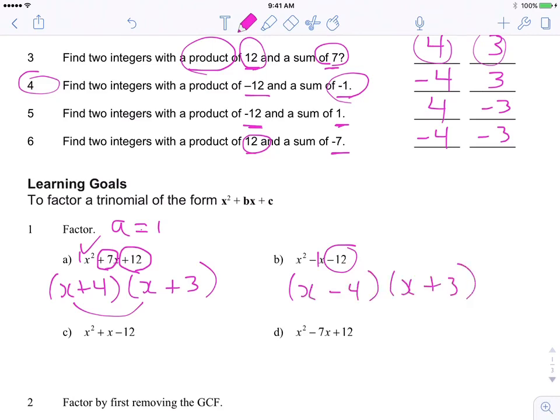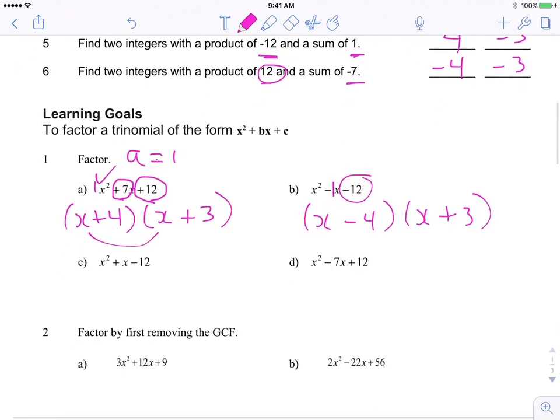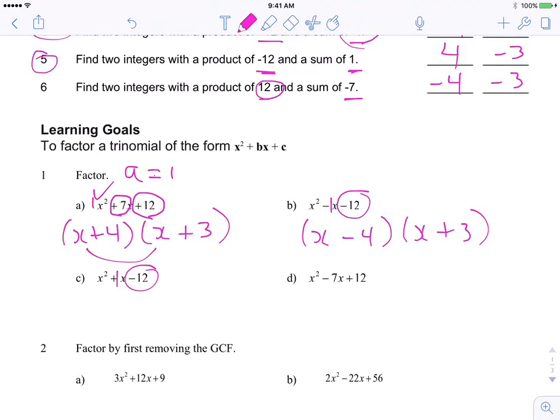x plus 3. Let's try this again. A product of negative 12 and a sum of positive 1. You look at number 5 and you'll notice that our two numbers are 4 and negative 3.